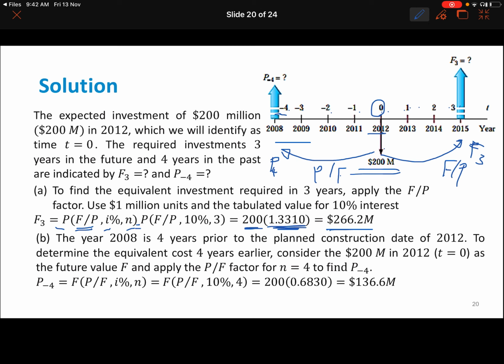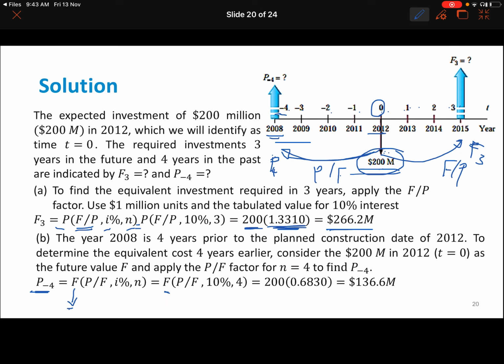But if I constructed the factory in 2008, it means that I have the amount now and I need to go back, which means it's present with respect to 2008, and now is the future with respect to 2008. So I need P. So the money now is F. The money right now is F because I moved from the right to the left. So this is F and this is present. So P given F, i and n.